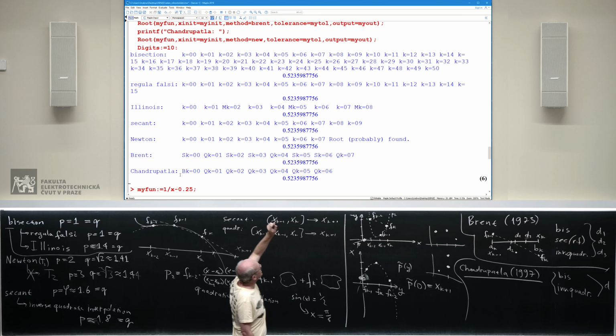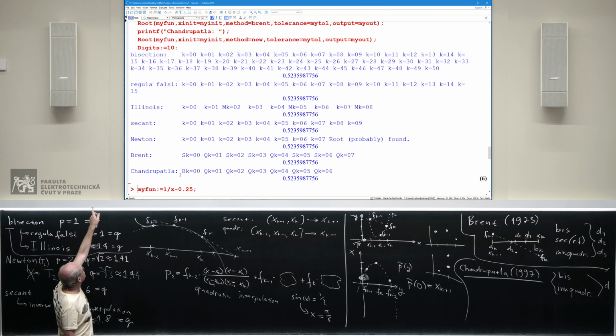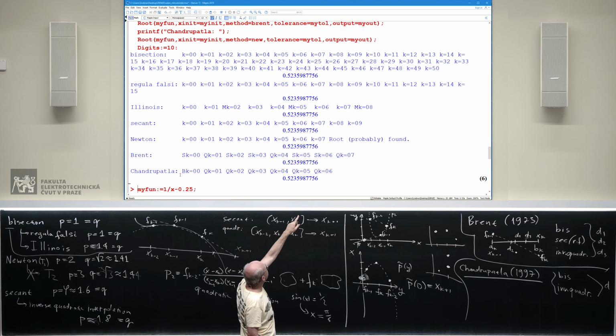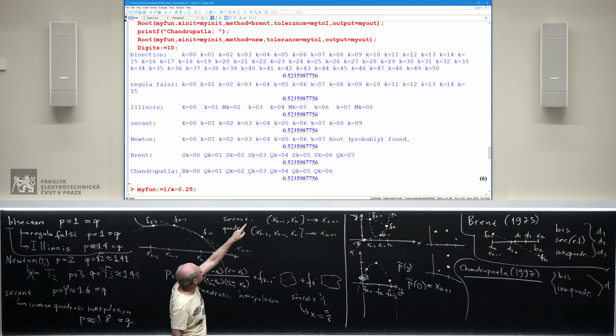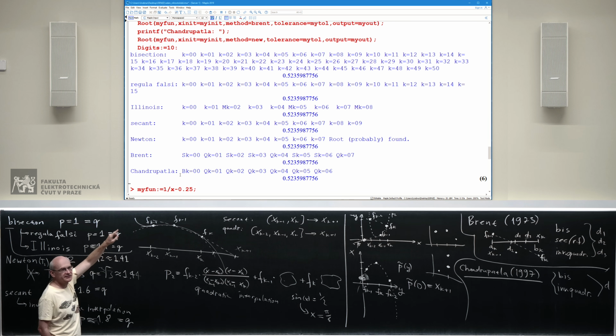Regula falsi actually liked this example, and it provided the answer in 15 iterations, so this is much better than bisection. Got lucky, regula falsi. Illinois, which is the modification, was still faster in 8 iterations, and you can notice this m means that we did modifications. And I talked about it. Notice that m is used every 3rd iteration. That's the modification when you artificially decrease the value at the endpoint.